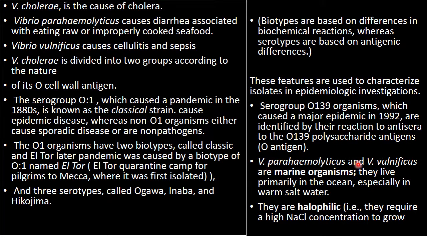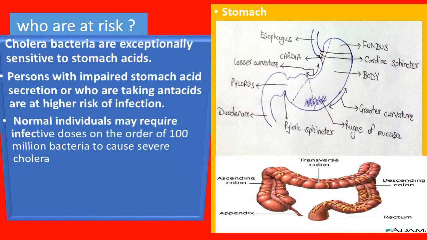Vibrio parahaemolyticus and Vibrio vulnificus are marine organisms. They live primarily in oceans, especially in warm salt water. They are halophiles. They require a high initial concentration of salt.